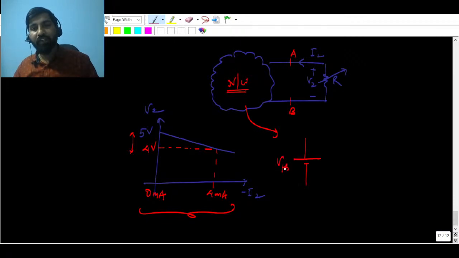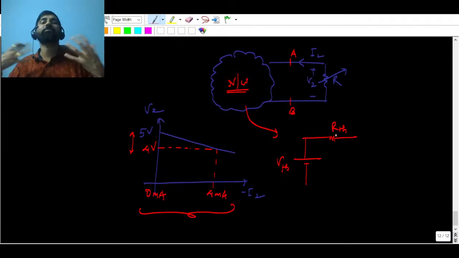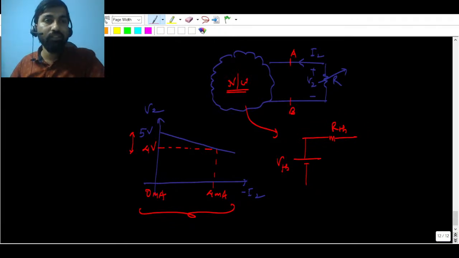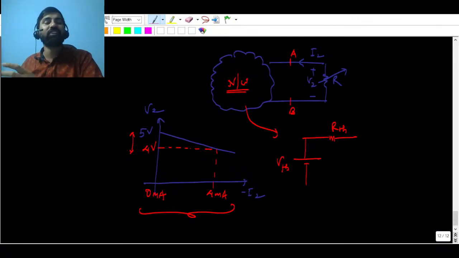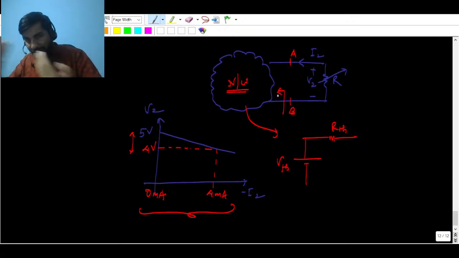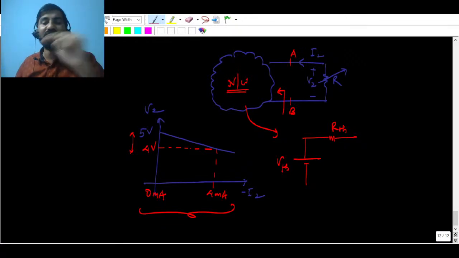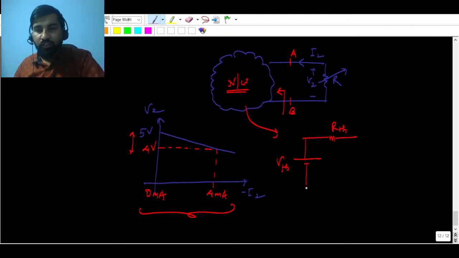You can replace the entire black box with the help of VTH and RTH. This is the actual practice you have to do, right? Any network, if you look back into it, should look like one single voltage source, that is VTH or the open circuit voltage, along with a series resistance. This is in between A and B, so you can connect A and B here.